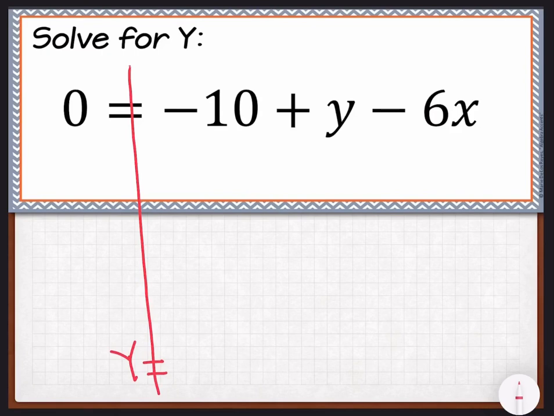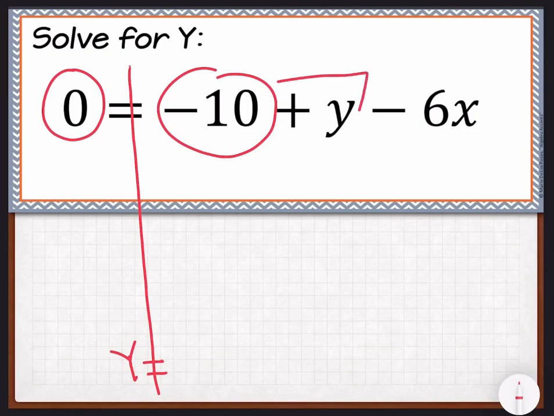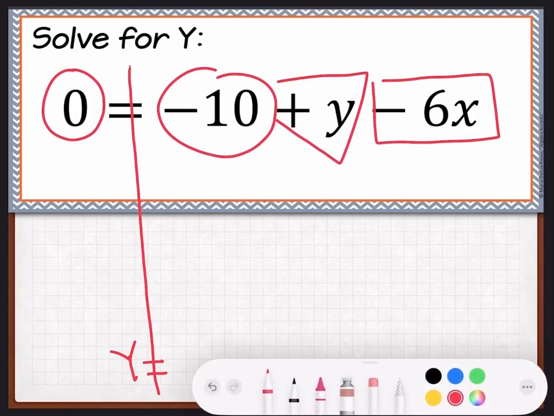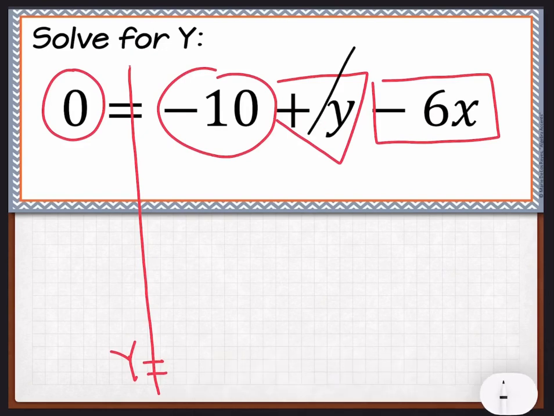So, first I'm going to draw my shapes. A 0 is a constant. On the right side I have a -10. There's my y, the plus y, and then I have a -6x. So, typically I want my y on my left side. So in this case, I'm going to go ahead and cancel it. Instead of positive y, it's going to cross the line and it's going to change the sign to -y. My equal sign is always on the line.